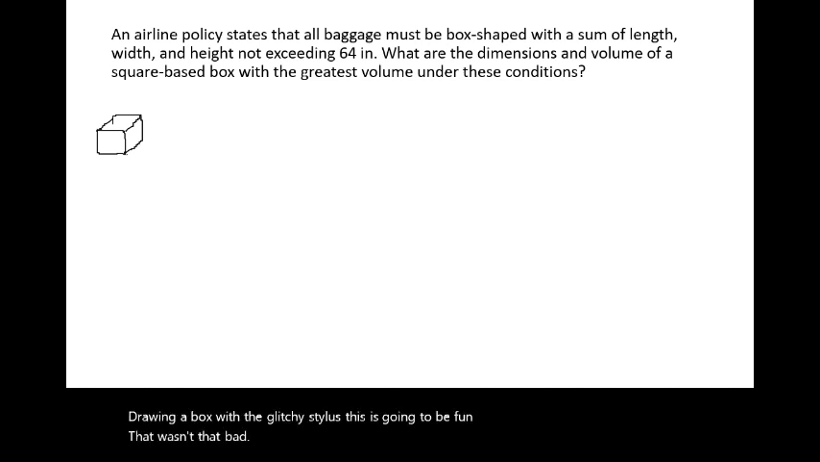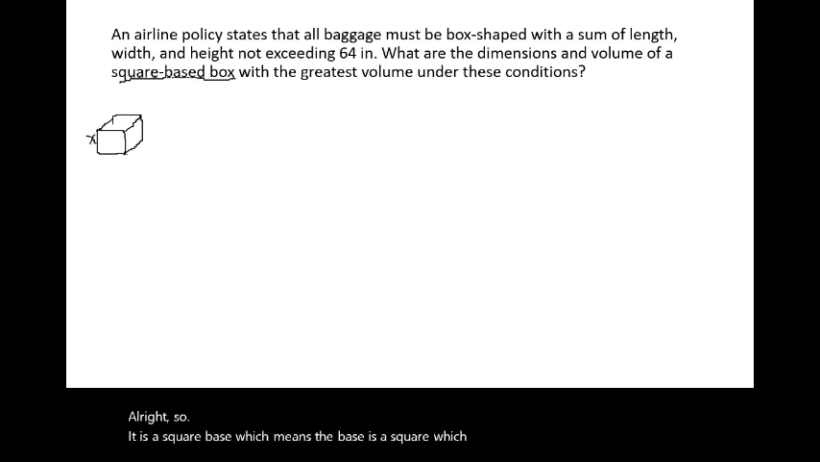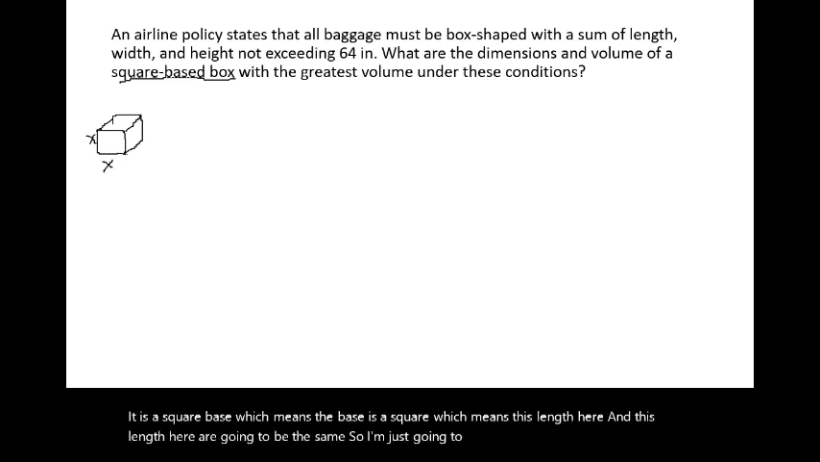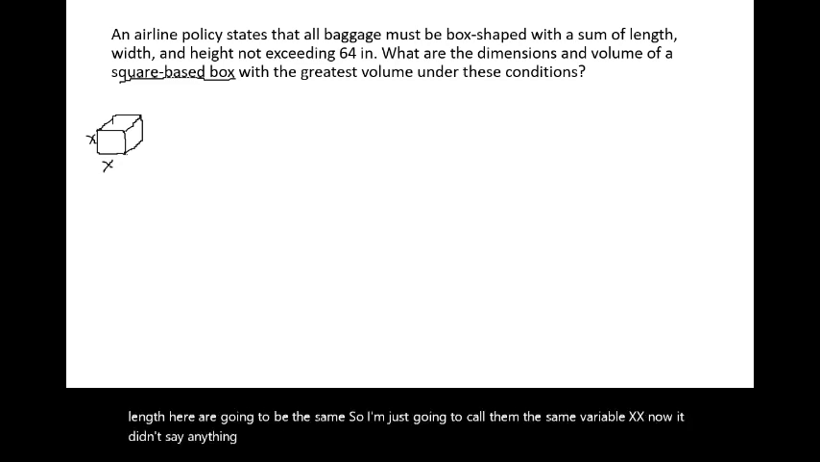All right, so it is a square base, which means the base is a square, which means this length here and this length here are going to be the same. So I'm just going to call them the same variable, x and x. Now, it didn't say anything about the height being the same. It may not be, it might be, we don't know. So I'm going to call the height a different variable, let's say h.